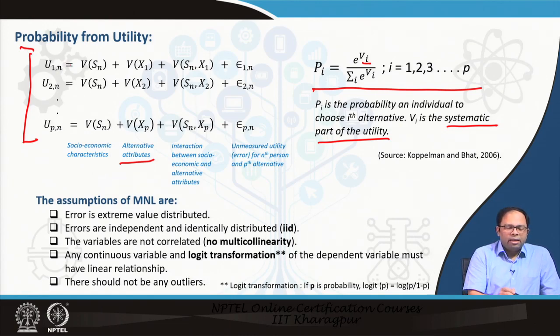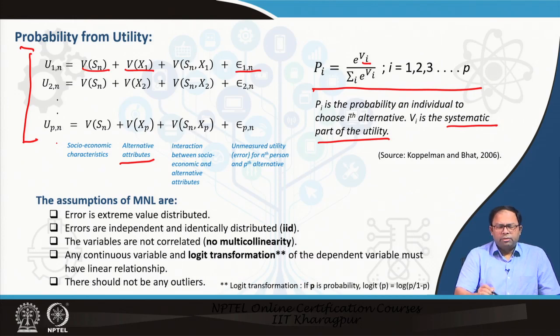So, u 1 n is basically the utility for that particular individual for alternative 1. It is again composed of three parts: the deterministic part V s n, that is the characteristics of the individual, V x 1, that is the characteristics of the mode, and V s n x 1, the interaction terms, and then there is the error term for this particular individual and this particular alternative, and this is there for all the different modes. So, this is the form in which we have to arrange our utility equation for each of the different modes for each individual.